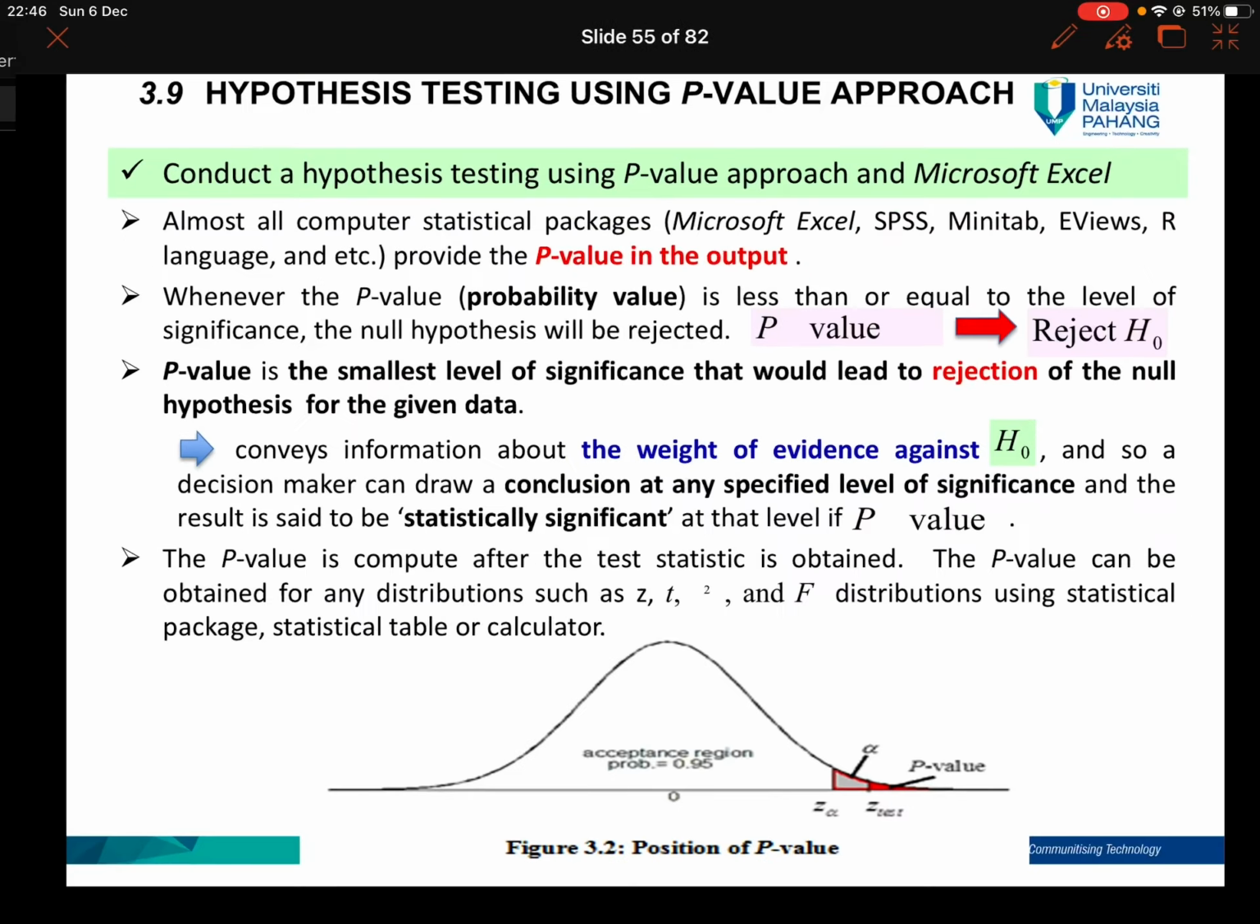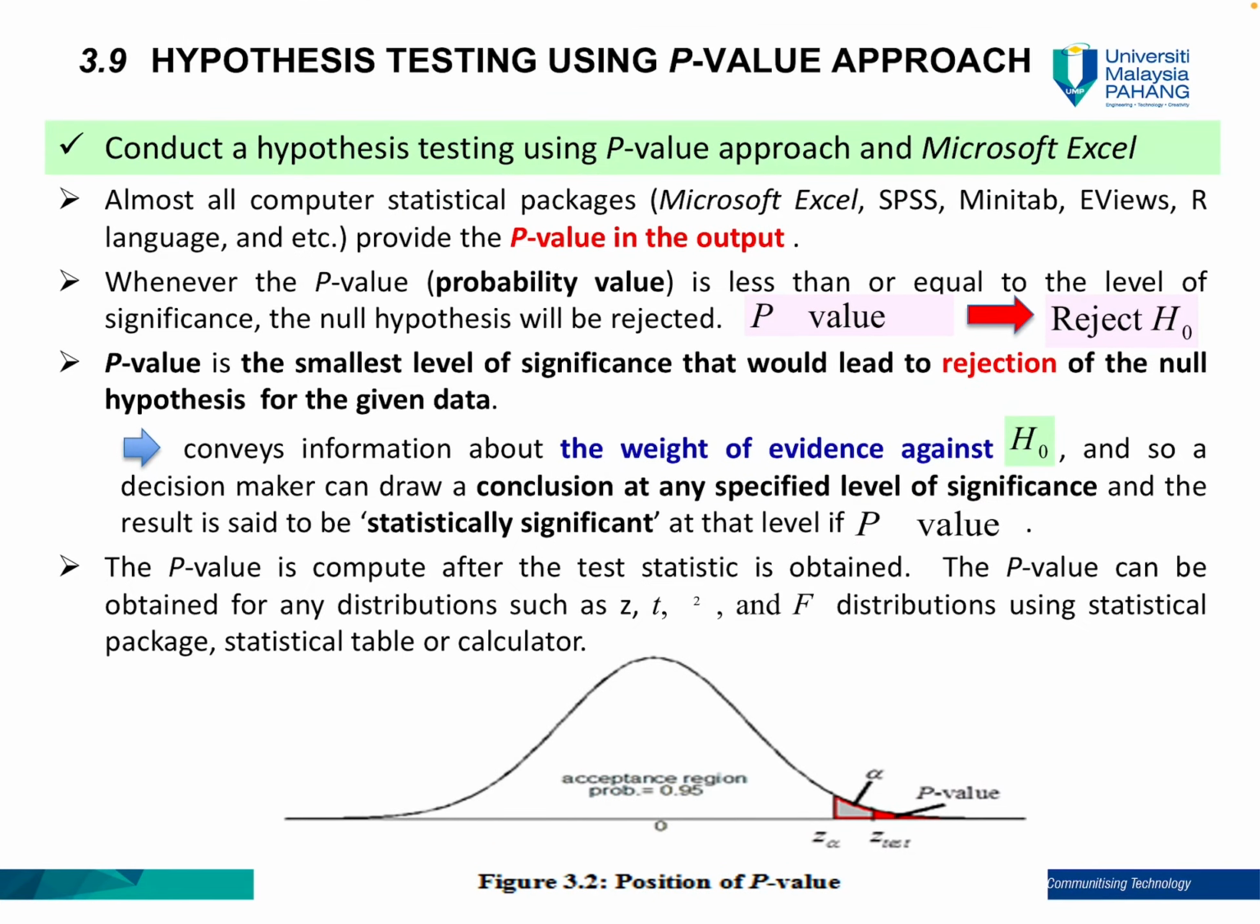Okay, continue again. 3.9 hypothesis testing using p-value approach. So before this we have hypothesis testing traditional method, and then we have hypothesis testing using confidence interval approach. Now we have hypothesis testing using p-value approach. Okay, p-value. Conduct hypothesis using p-value approach and Microsoft Office Excel.